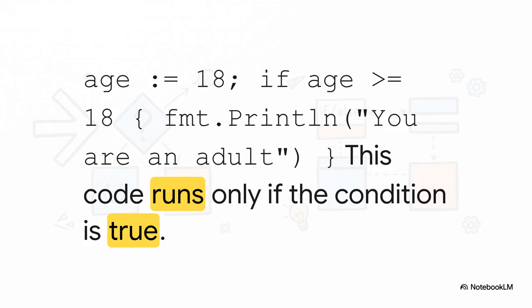Now, what if we had set age to, say, 17? The condition would be false, and the program would just skip right over that block. Nothing would happen at all.